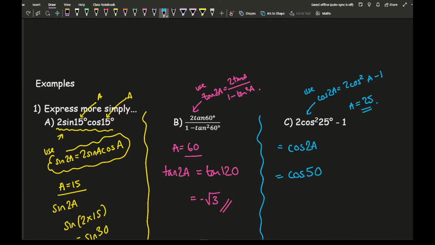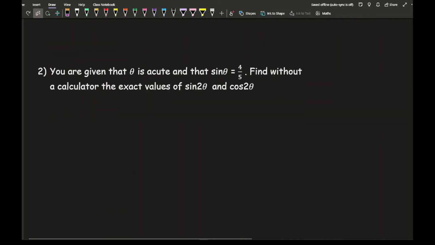Now do I know the exact value of cos 50? No, I do not. If I look at my exact values, I've got 0, 30, 45, 60 and 90. Using any of these 5 numbers, there's no way of working out 50. For example, 90 take away 30 is going to equal 60, 90 take away 60 is going to give me 30. I've got another 45, so there's no way of doing it. So I'm just going to leave my answer as cos 50. So let's have a look at our next example.